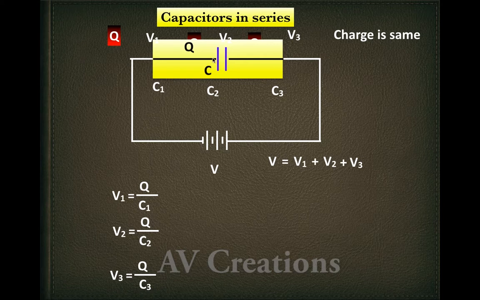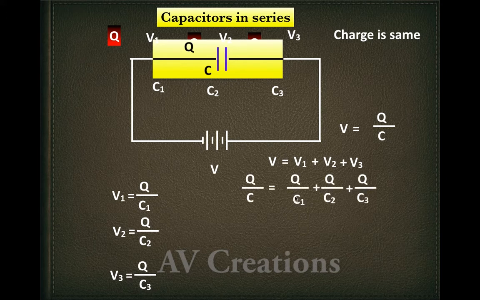So now what is the value of V? Here the charge is Q and C is the capacitance, so V will be equal to Q by C. We substitute all the values in this equation. It will be Q by C equals Q by C1 plus Q by C2 plus Q by C3. Q will cancel, and it will be 1 by C equals 1 by C1 plus 1 by C2 plus 1 by C3.